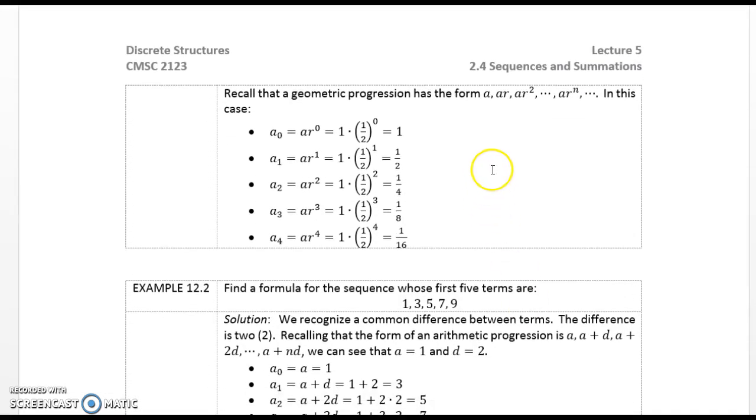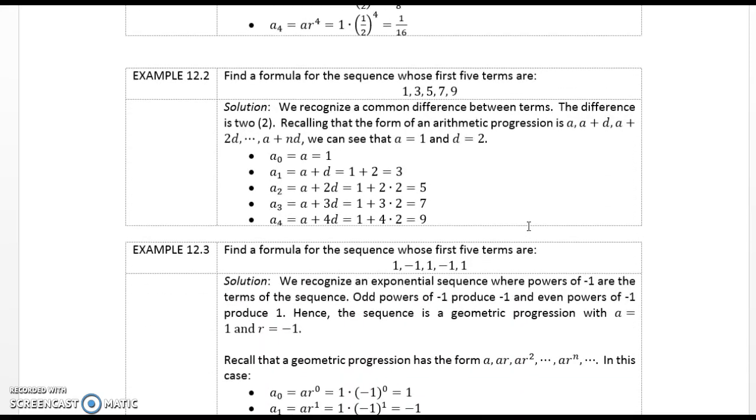Recall that a geometric progression has the form a, ar, ar squared, and so on to ar to the nth power. In this case, a sub 0 equal ar to the 0 power is 1 times 1/2 to the 0 power equal 1. You can see that a subscript 2 is ar squared, 1 times 1/2 to the 2 power is equal 1/4, and we can see the other terms are produced in exactly the same way.